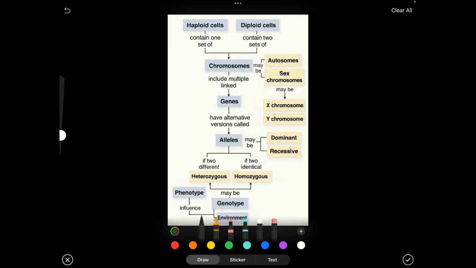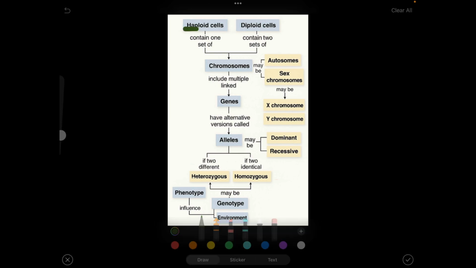In today's video, we are going to understand the basic concept of genetics through this very simple and beautiful flowchart. We will cover the haploid and diploid cells, chromosomes, genes, alleles, homozygous and heterozygous characteristics, dominant and recessive characteristics, genotype and phenotype. All this in 6 minutes. So stay tuned till the end of the video. So let us begin from the top of the chart.